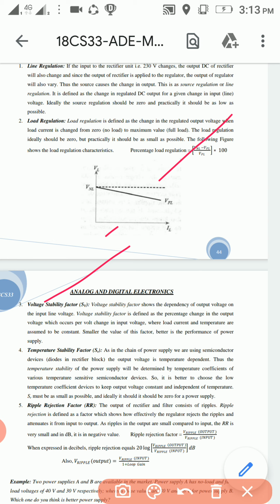Next, the temperature stability factor. In the power supply we are using semiconductor devices, the diodes, rectifier blocks, right? So the output voltage is temperature dependent. Thus the temperature stability of the power supply will be determined by the temperature coefficient of the various semiconductors. For that reason it is called the temperature stability factor.